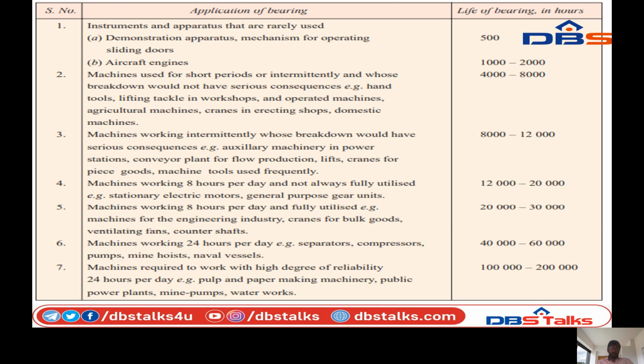Next, the last application is machines required to work with a high degree of reliability 24 hours per day. Examples: pulp and paper making machinery, public power plants, mine pumps, waterworks. In this type of application, the bearing life is 1 lakh to 2 lakh hours. So this is the life of the bearing, the application of the bearing, and the life of the bearing in working hours.